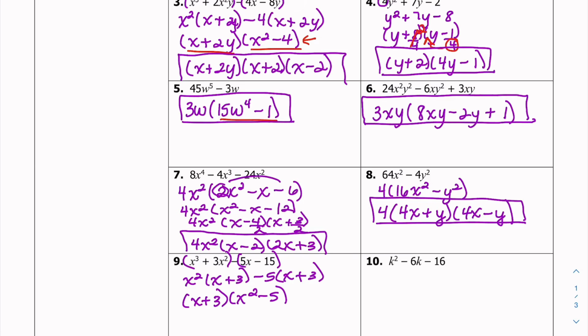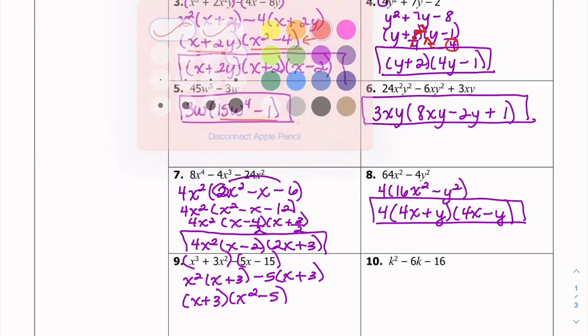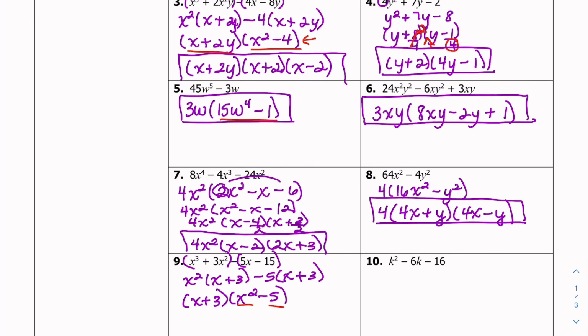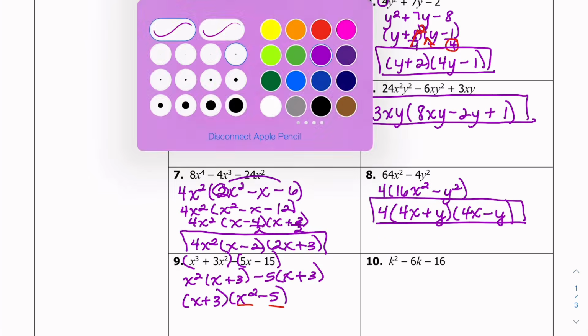Take a look and see, does this keep going? X squared minus 5, in order to keep that going as a difference of squares, both terms have to be perfect squares. We have to be able to square root these. You can square root x squared, but 5 is not a perfect square. So this one is done.